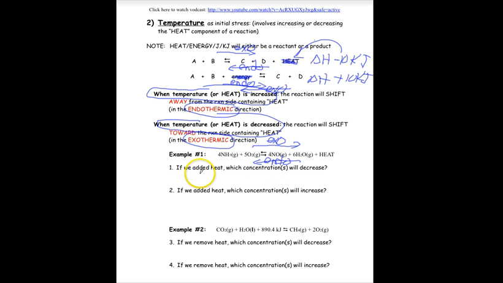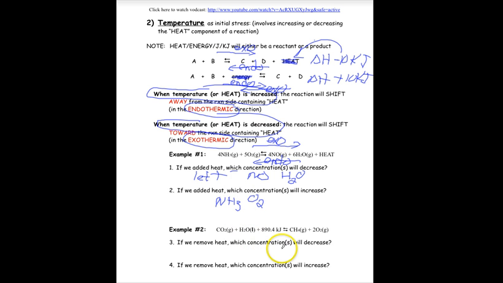So it says if we add heat, which is the same thing as increasing the temperature, it favors the endothermic reaction, which we know in this case is to the left, so it's going to shift to the left, which means that what will go down in concentration is the other side. The NO will decrease, and the H2O will decrease. If we add heat, what's going to go up in concentration? Well, that would be the other side. The NH3 will increase, and the oxygen will increase.